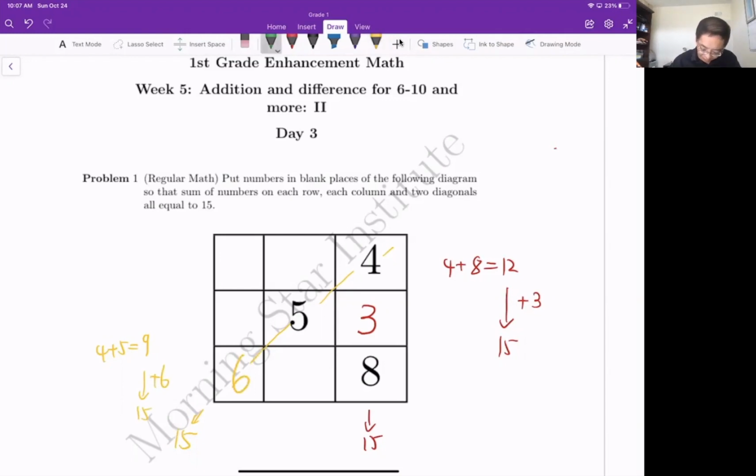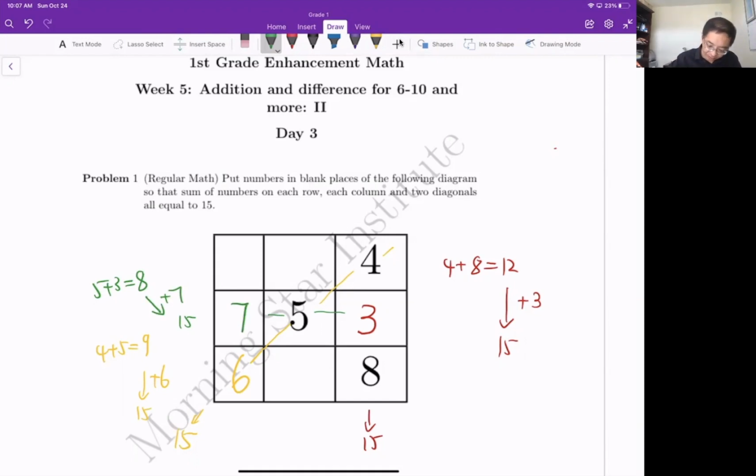And then I can look at this row, right? All right, so this should be 15. I already have 5 plus 3, which equals 8. How to go from 8 to 15? We should add a 7. All right, so I put 7 here.